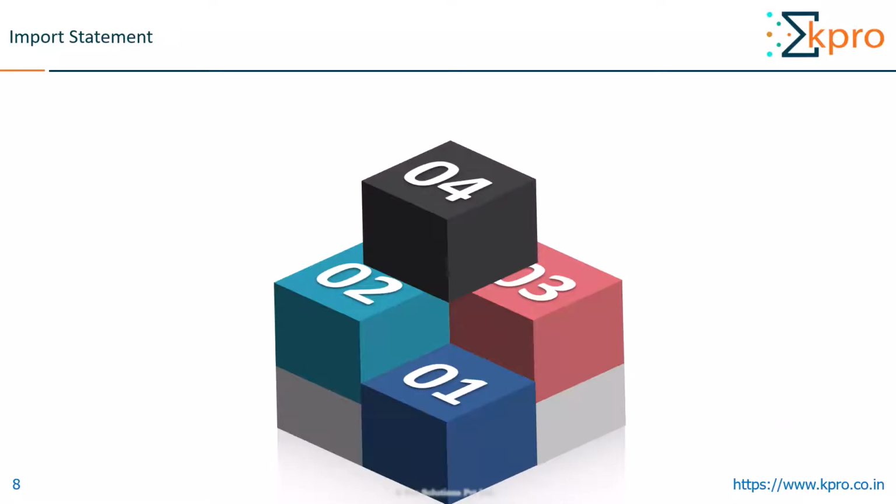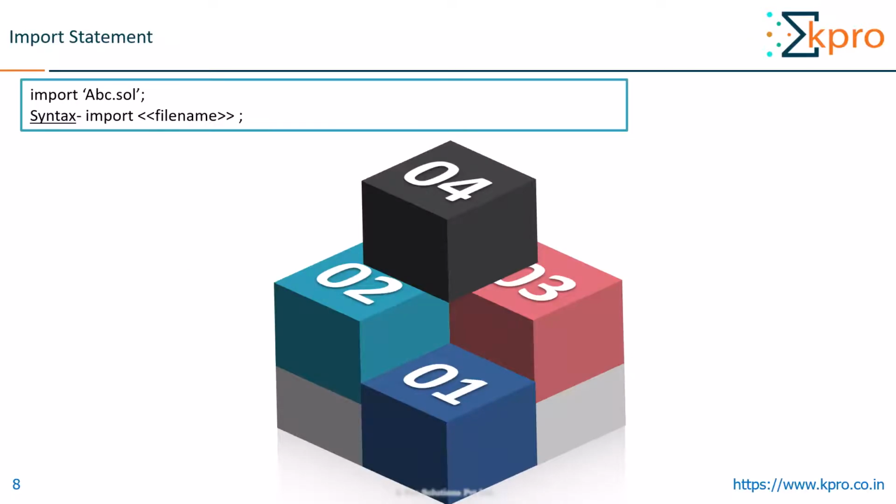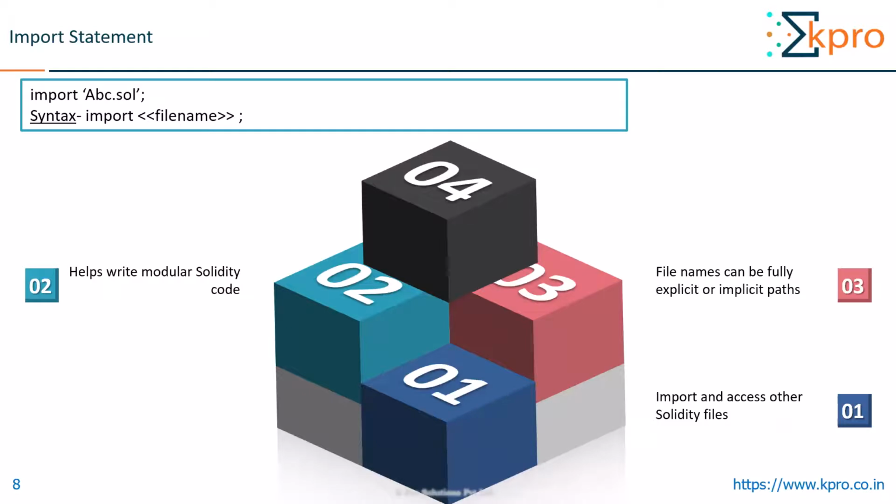Next, let us talk about the import statement. This is what the syntax looks like, that is import and the file name. The import keyword helps import other Solidity files and we can access its code within the current Solidity file. This helps us write modular Solidity code. File names can be fully explicit or implicit paths.